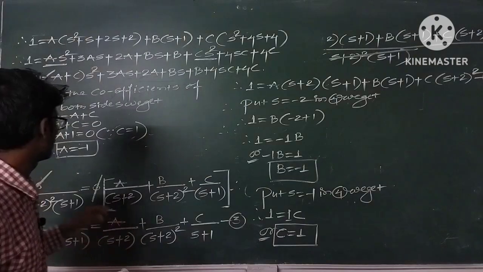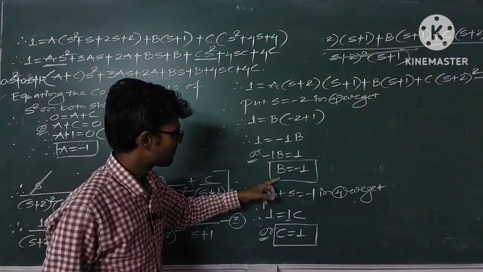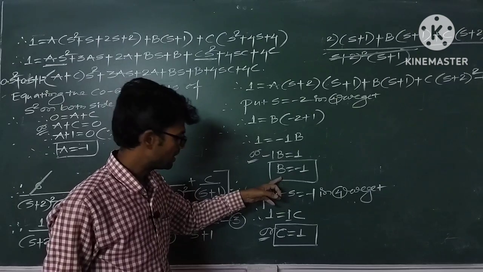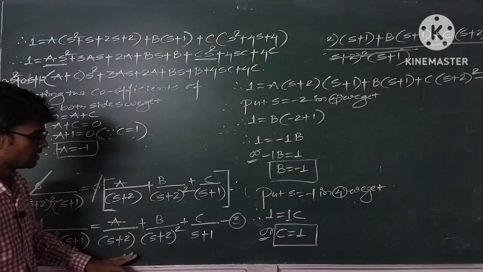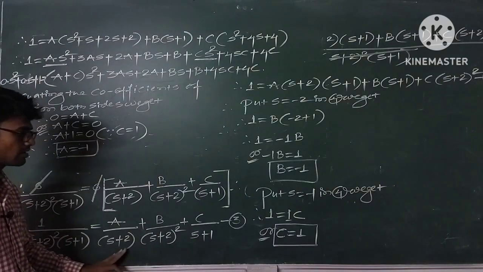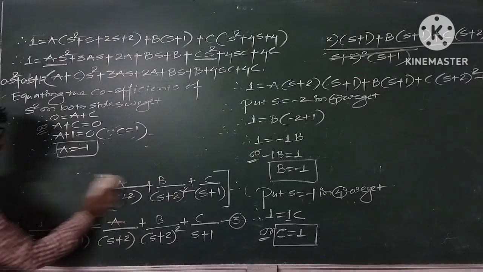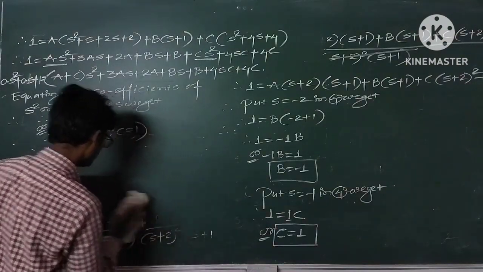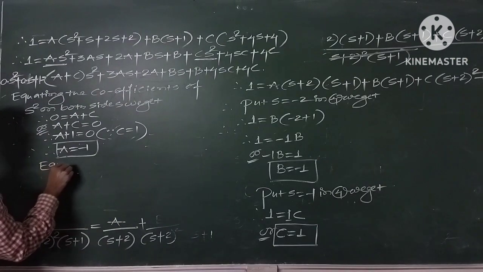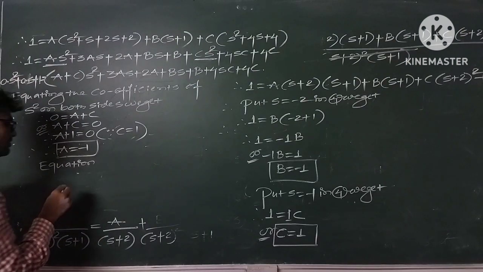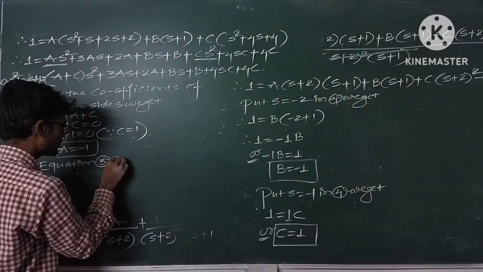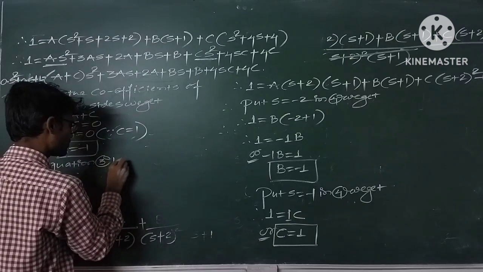So we got 3 constants here: a is minus 1, b is minus 1, and c is 1. These all values are substituted in equation number 3. So I will write, equation 3 becomes, substitute all the values of a, b and c in equation 3.